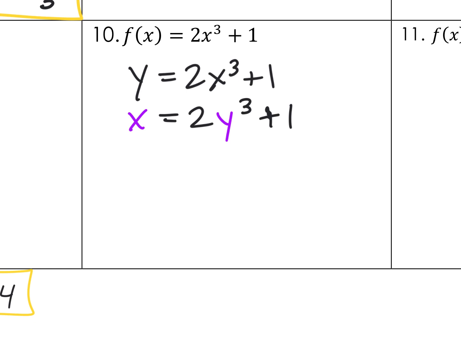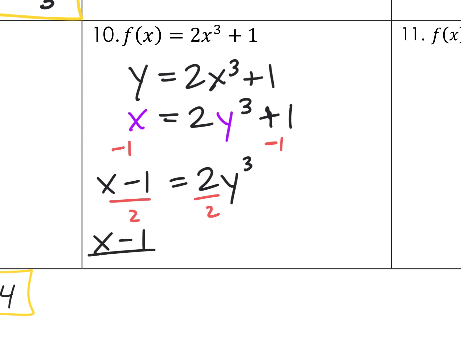All right, hopefully you've got this. So we're going to subtract 1. x minus 1 is equal to 2y to the third. Before you can deal with the exponent of 3, you need to divide by 2. That gives you this lovely situation. x minus 1 all divided by 2 is equal to y to the third.